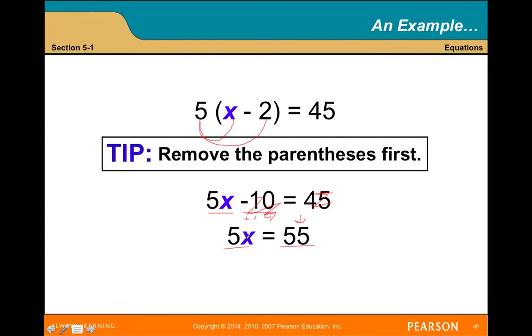So if you already know multiplication off the top of your head, you can say 5 times 11 equals 55, and there's your answer. Or you can take it a step further and divide it by 5 to get rid of this 5, and then put the 5 under here, and then you get 11 either way.